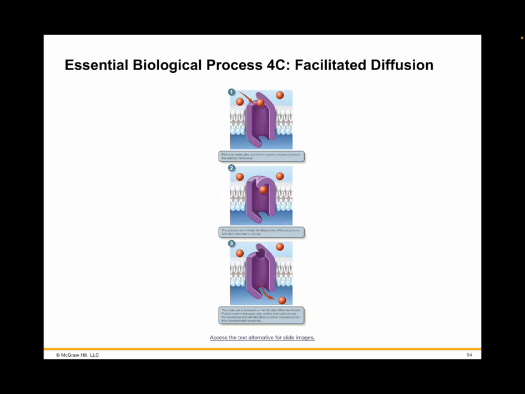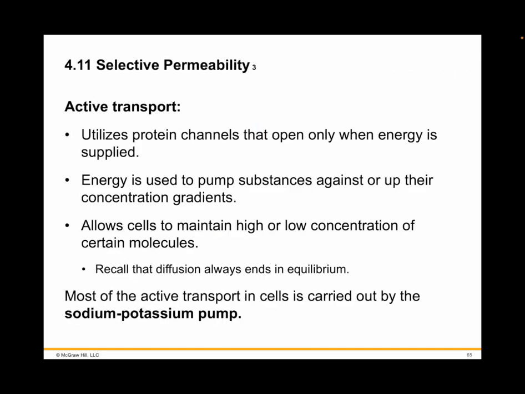Active transport. Here you'll describe the operation of the sodium-potassium pump. You will see this as essential biological process 4D on page 87. Other carrier proteins through the plasma membrane are closed doors. These proteins open only when energy is provided. They are designed to enable the cell to maintain high or low concentrations of certain molecules, much more or less than exists outside the cell.